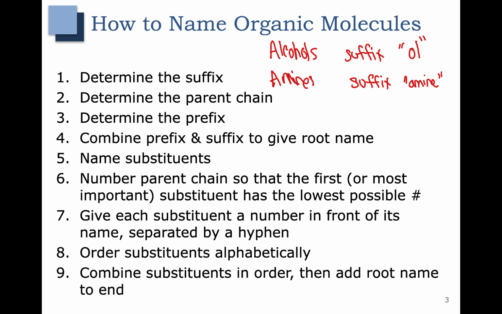So the key steps that are going to change with alcohols and amines are determining the suffix, because the suffix is going to be different, determining the parent chain, because the parent chain must contain the alcohol or the amine, regardless of the length of other possible parent chains, and we are going to have to number that parent chain so that the alcohol or amine has the lowest possible number.